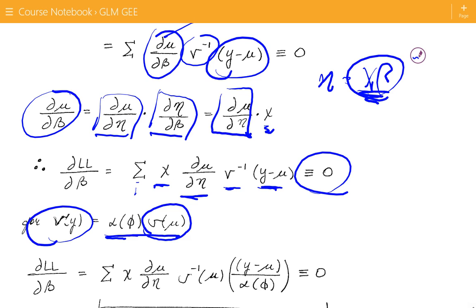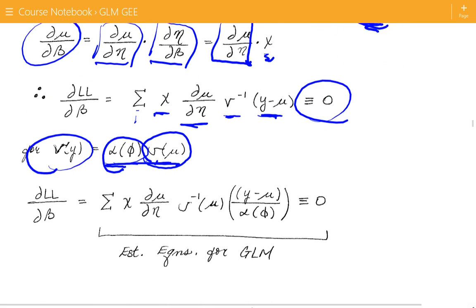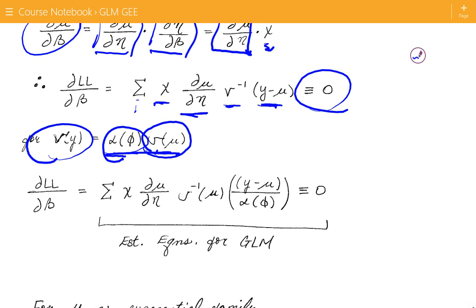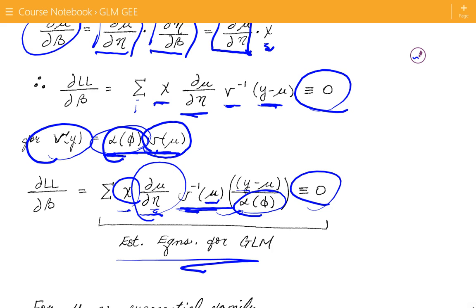So if we can express it as a function of the mean, where it is some scale of a function of the mean, we can further write this as x times dμ/dη times the inverse of this function of the mean, allowing this inverse to just come on underneath my y minus μ. I can have y minus μ divided by that scale factor times the inverse of this function of the mean, times the derivative of the mean with respect to xβ, which I'm calling η, times x. Set that equal to 0. These are the estimating equations for the generalized linear model.